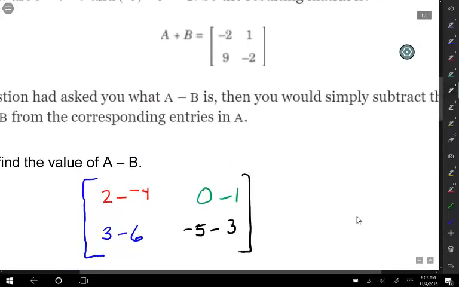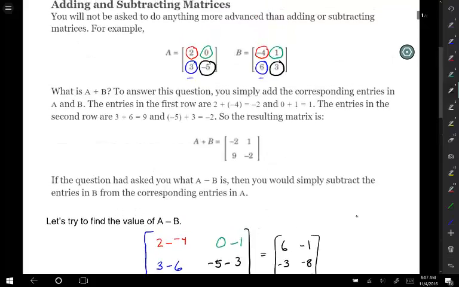So here we go. 2 minus -4 is what? 6. 0 minus 1? -1. 3 minus 6? -3. -5 minus 3? -8. Questions there?